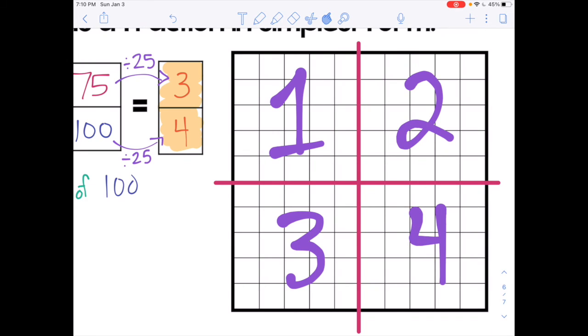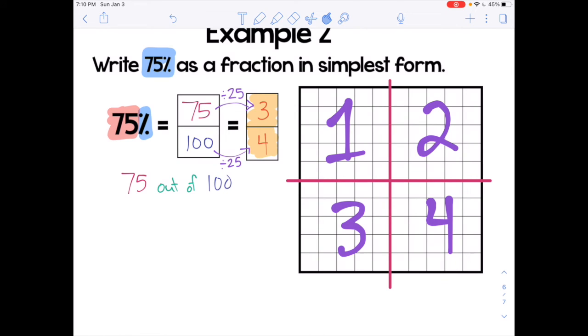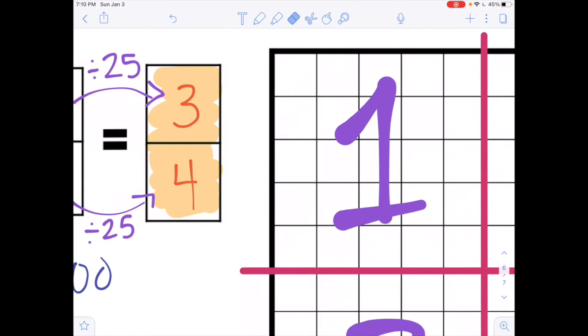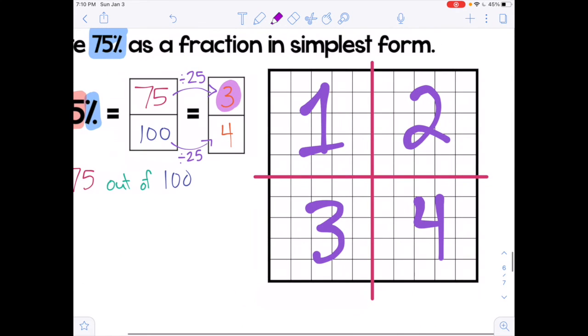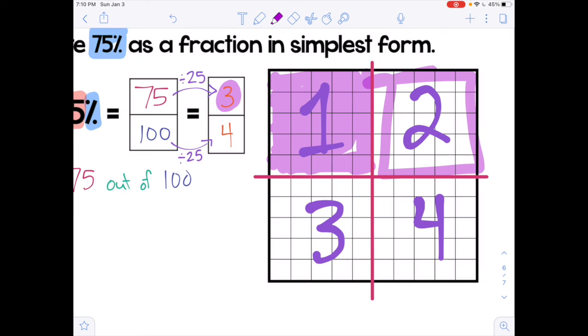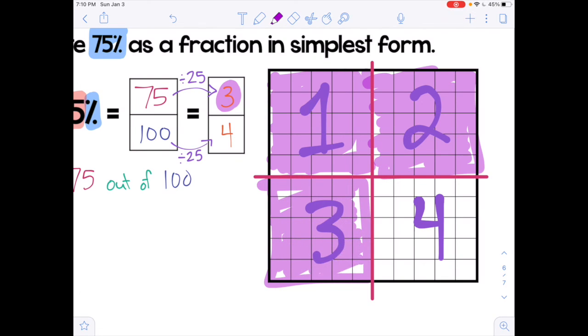So if I wanted to color in 75%, I have 4 parts, but now I would need to color in 3 out of those 4. So here they are. My first part, there's 25. My second part, there's 25 more, so that's now 50. 25 plus 25 is 50, plus 1 more big part. 50 plus 25 is 75.